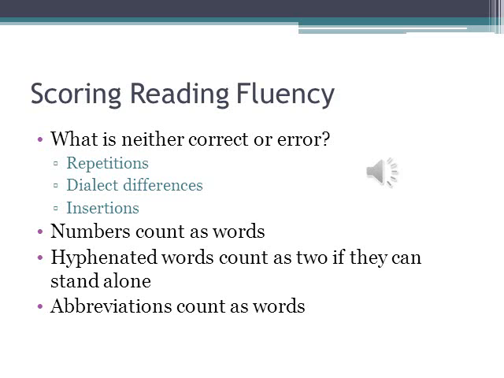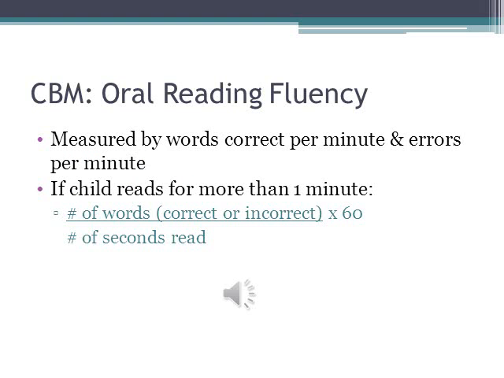Additionally, numbers count as words, and hyphenated words count as 2 if they can stand alone, and abbreviations count as words as well. So when the assessment's all done, what you're reporting are words read correct per minute and also errors per minute. And if the child continues to read for more than a minute, then you want to prorate it using this formula. But basically, you allow them to read for a minute and then you can say stop.